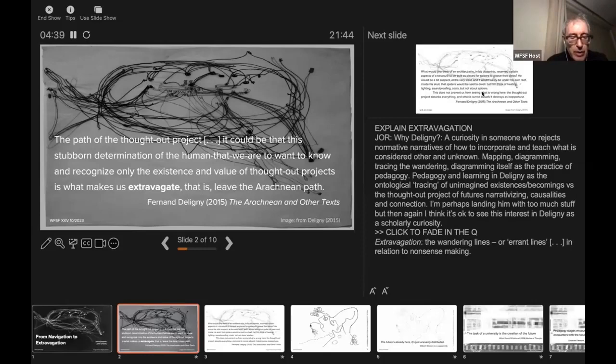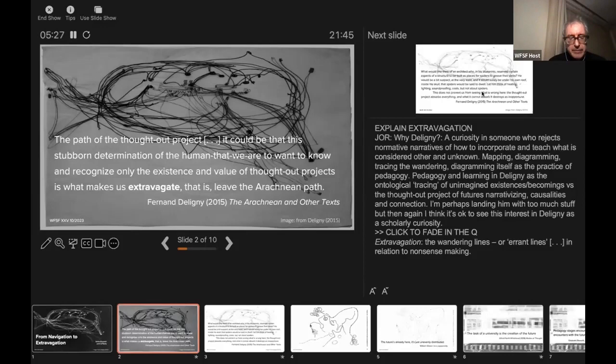So for Deligny, he wants to reject this idea of the thought out project, the I suppose the scaffolding and planning by which we encounter the world and which stops us from engaging with the unknown. And he uses the word extravagate as the term by which this mapping and diagramming takes place. This stubborn determination of the human that we are to want to know and recognize only the existence and value of thought out projects is what makes us extravagate, that is, leave the Arachnean path.